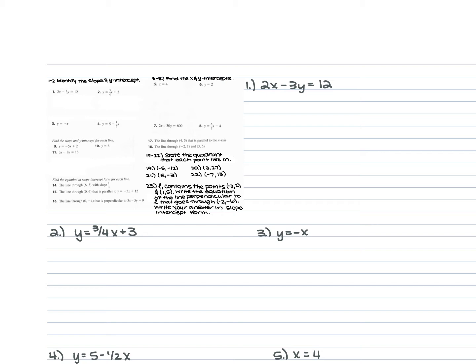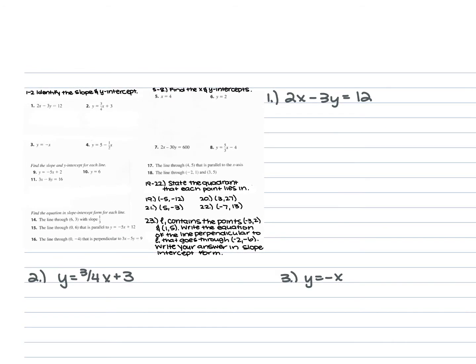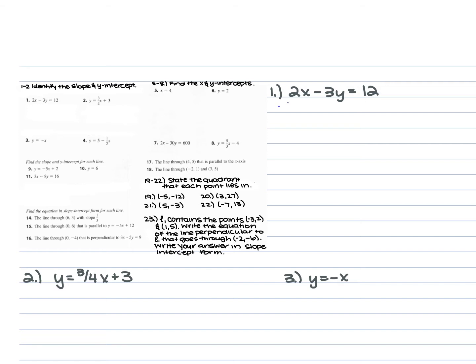Okay. The first section, it's really 1 through 4, not 1 through 2. You are identifying the slope and the y-intercept from each of these functions. For number 1, it gives you 2x minus 3y is equal to 12. The easiest way to find this is to put your equation in slope-intercept form if it's not given to you in slope-intercept form. So what are we going to move over? Okay, how are we moving the x over? So we're going to subtract 2x from each side.